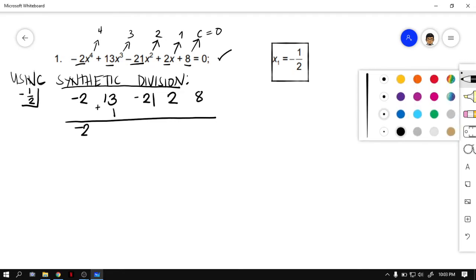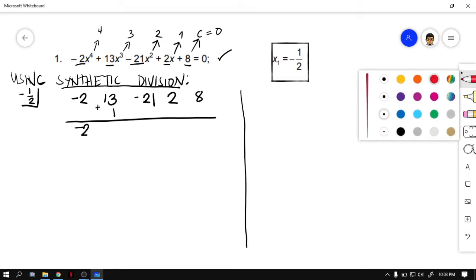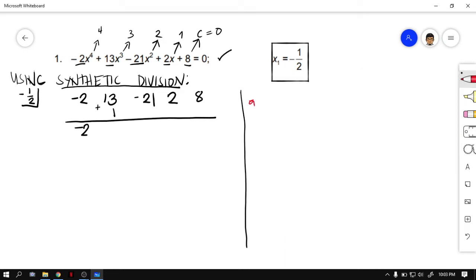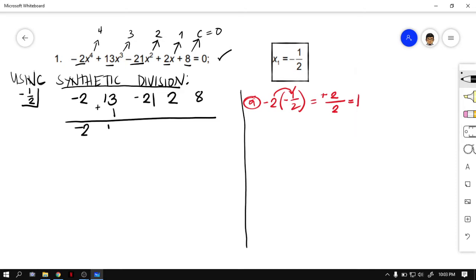Paano nakuha yon? Nakita natin dito sa side na ito. So we have negative 2 times negative 1/2. Negative times negative positive. 2 times 1, that is 2. And copy the denominator, which is 2. And 2 divided by 2, that is 1. So doon nakuha yung 1. Okay? 13 and 1, they are both positive. So 13 and 1 is 14.